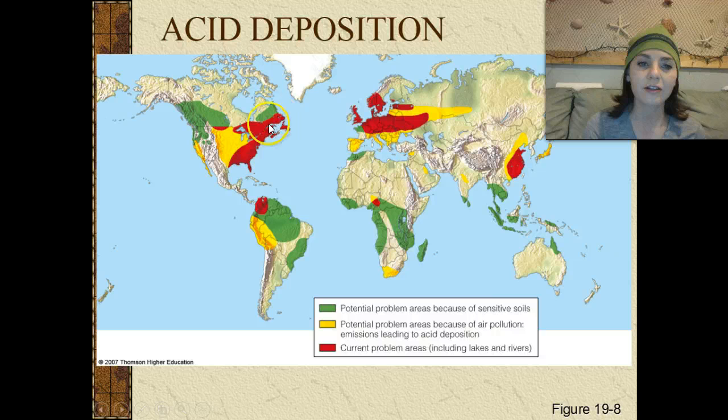So looking here, there's a huge problem pretty much right here in the Gulf of Mexico, as well as the East Coast right here. And then, of course, China and India have problems with acid deposition.